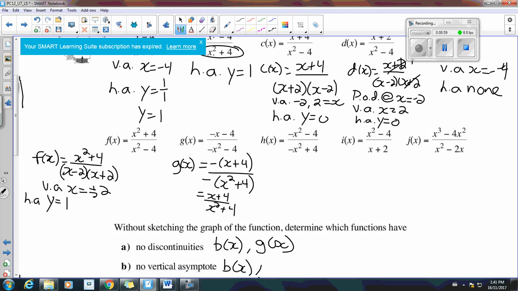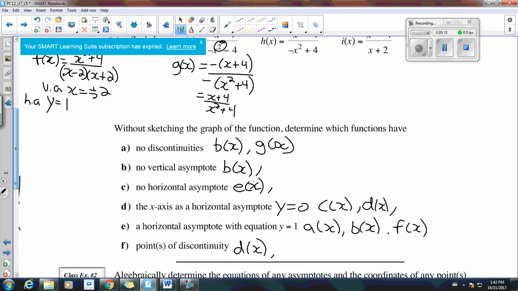We do still need to check if it has a horizontal asymptote. Well, the degree on the numerator is 1, degree on the denominator is 2. So we have a higher degree in the denominator, which means we have an asymptote of 0. So the x-axis is the horizontal asymptote.